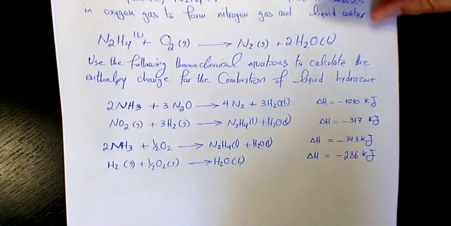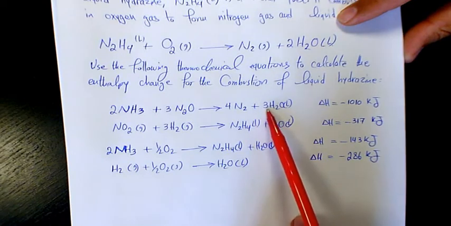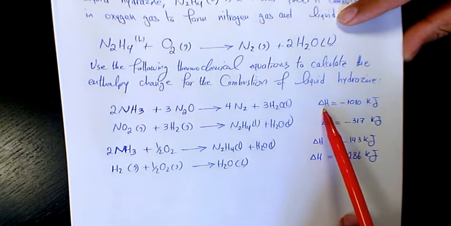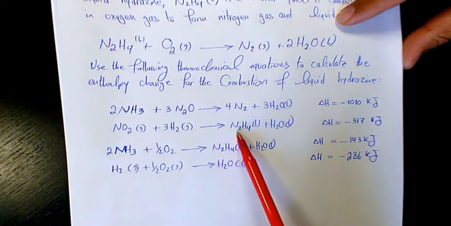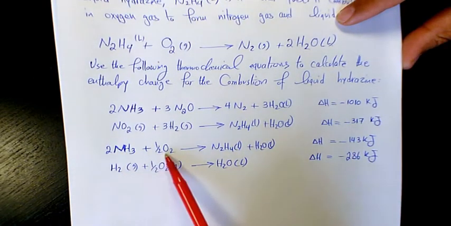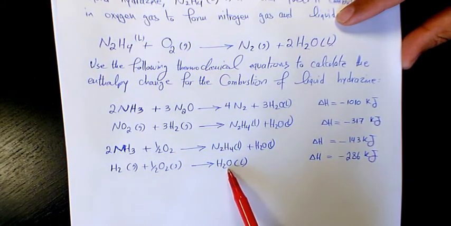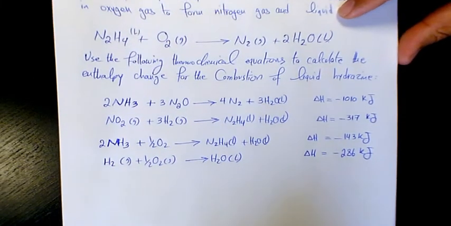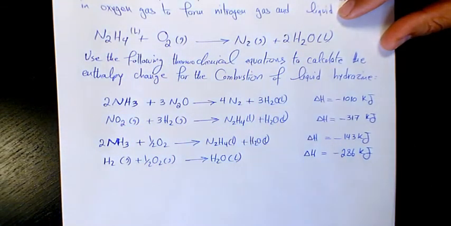We have 4 reactions here. 2NH3 plus 3N2O gives us 4N2 plus 3H2O in liquid phase, and the enthalpy change is negative 1010 kilojoule. N2O plus 3H2 is going to give us N2H4 plus H2O, and it is negative 317. 2NH3 plus half oxygen is going to give us N2H4 plus H2O, negative 143. H2 plus half oxygen is going to give us H2O in liquid phase, negative 286. So we have N2H4, oxygen, nitrogen, and H2O in liquid phase.